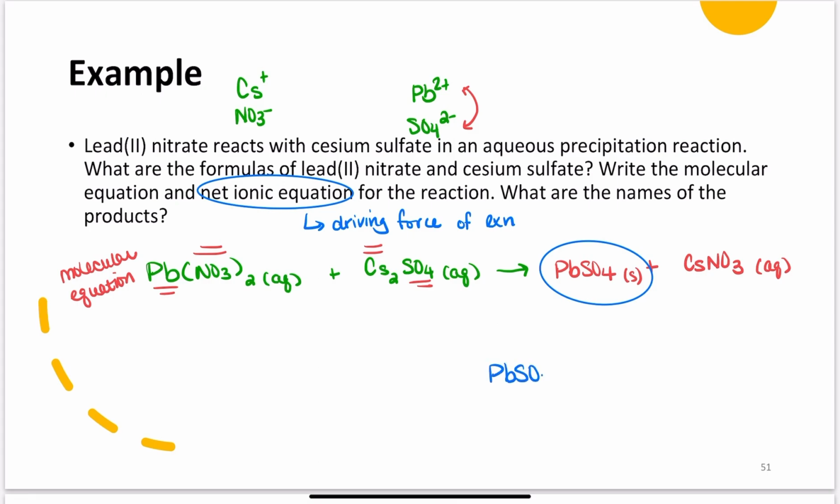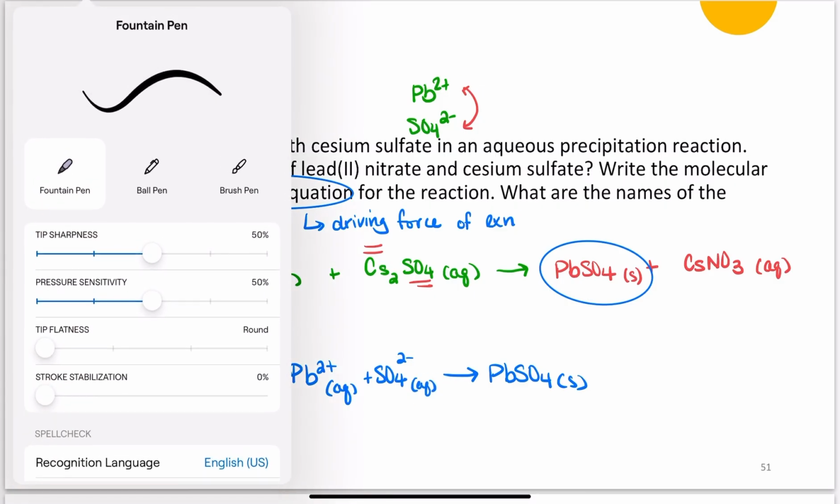So PbSO4, so what forms that? Well, my Pb2 plus and my SO4 2 minus. And now you have your complete net ionic equation without having to go through the total ionic.